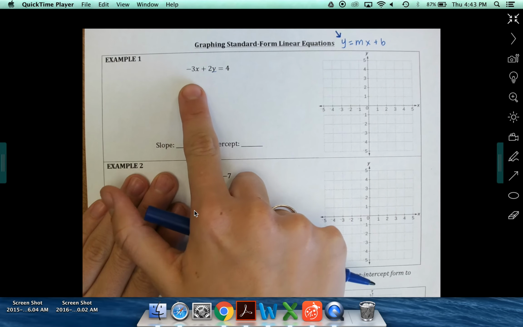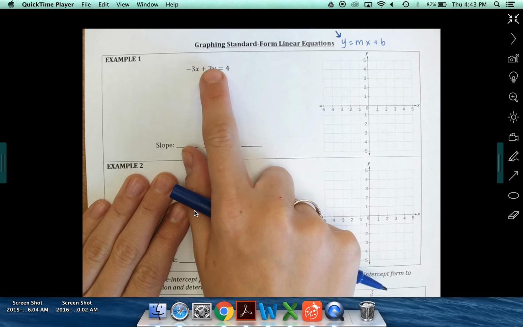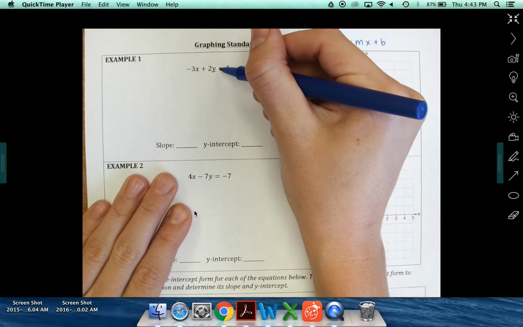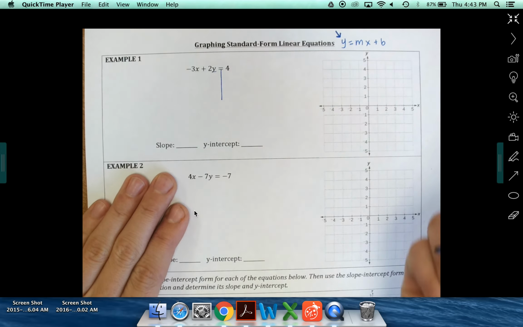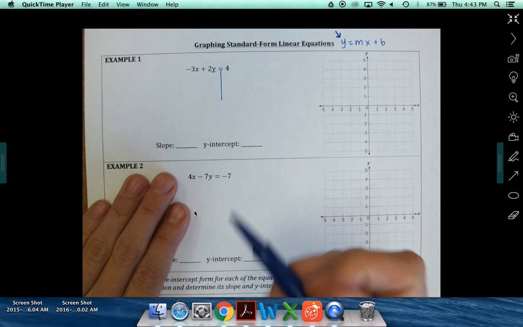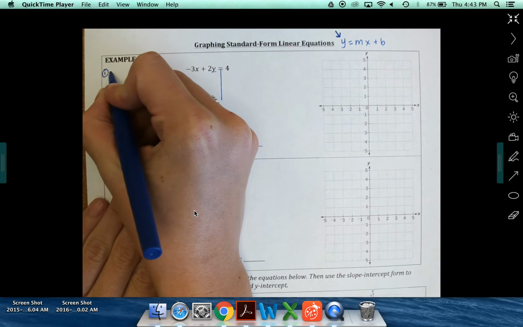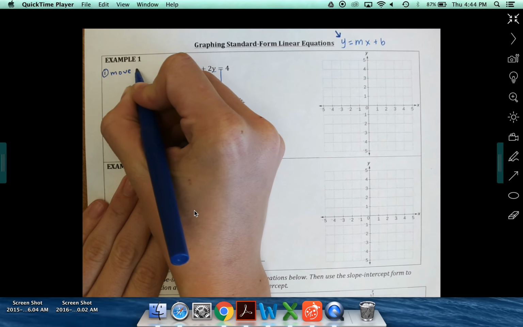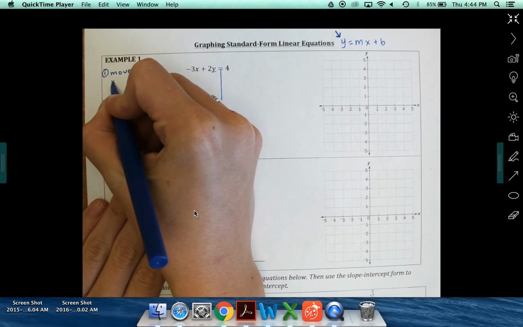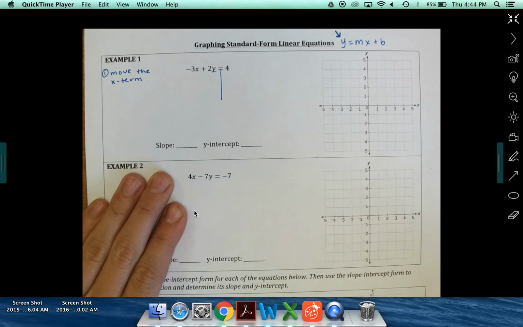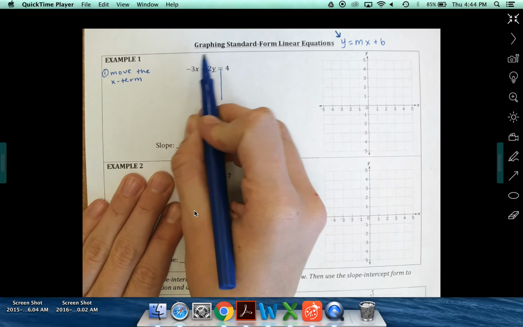I need to move all of this other stuff over here. I need the y by itself. I've got to move everything else over here, right? I've got my equal sign, so I can split it down the middle. The first thing I'm going to do is move the x term. So my first step is to get this x term over here.